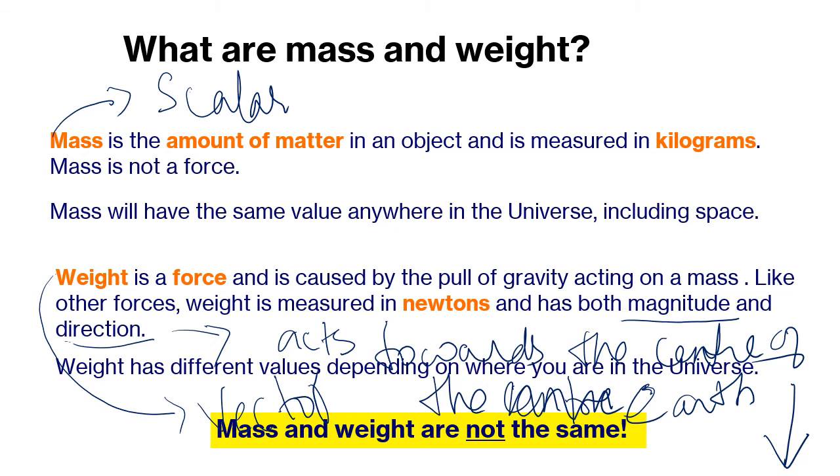Okay, so the difference between mass and weight. Mass is the amount of matter an object contains. Weight is a gravitational force of attraction on an object. Mass is measured in kilograms. Weight is measured in newtons. Mass is not a force, weight is a force. Mass is scalar, which means it has no direction. Weight is vector, which means it has direction.